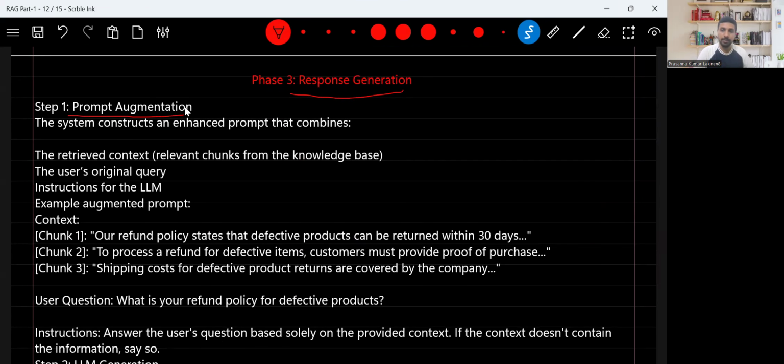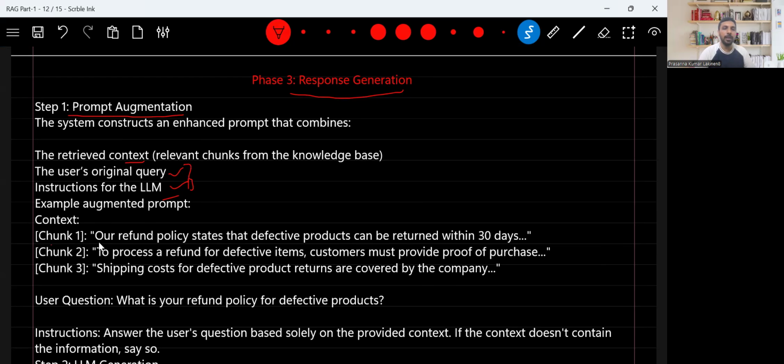Already we discussed your similar vectors according to the context of the prompt, and the prompt will be given to the LLMs. The retrieved context, that means the retrieved chunks from the database, the user's original query, and instructions for the LLM. Query means it is an instruction to the LLM. So these will be combined and given to the LLM.